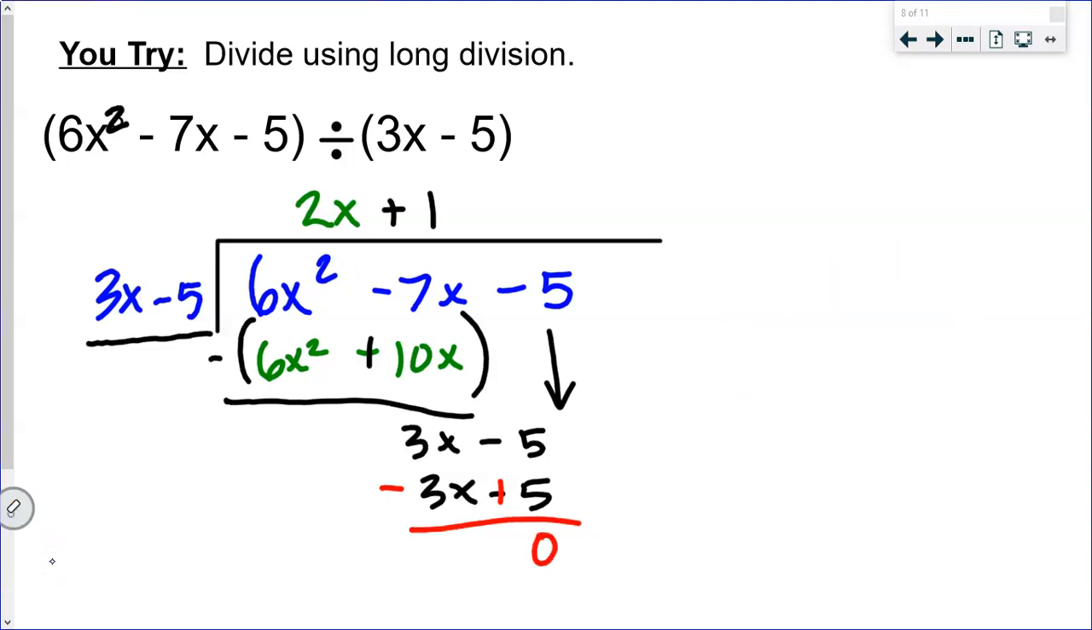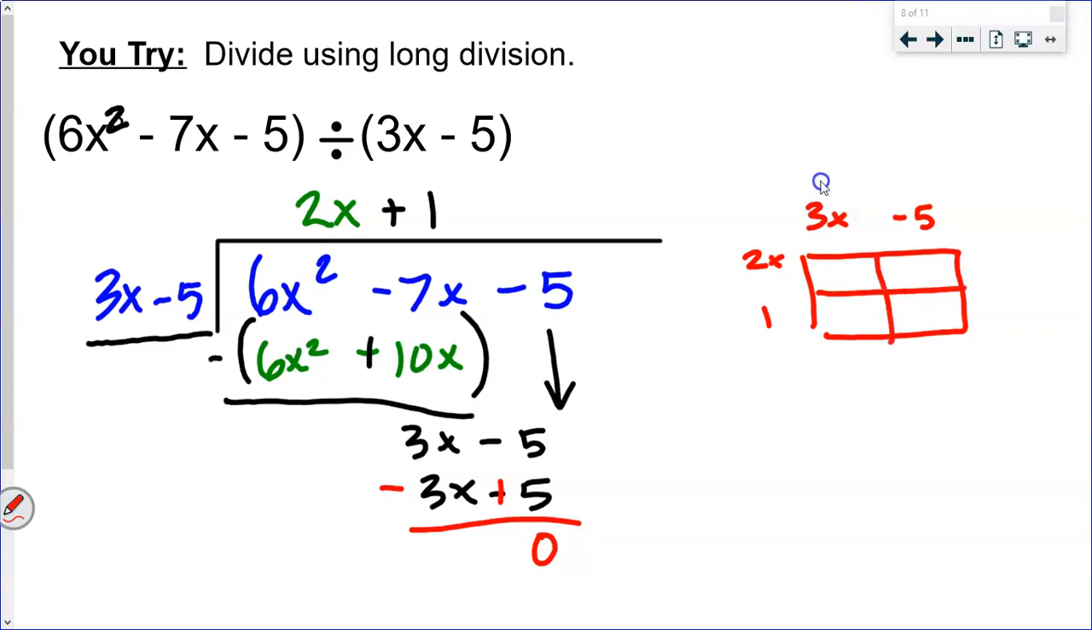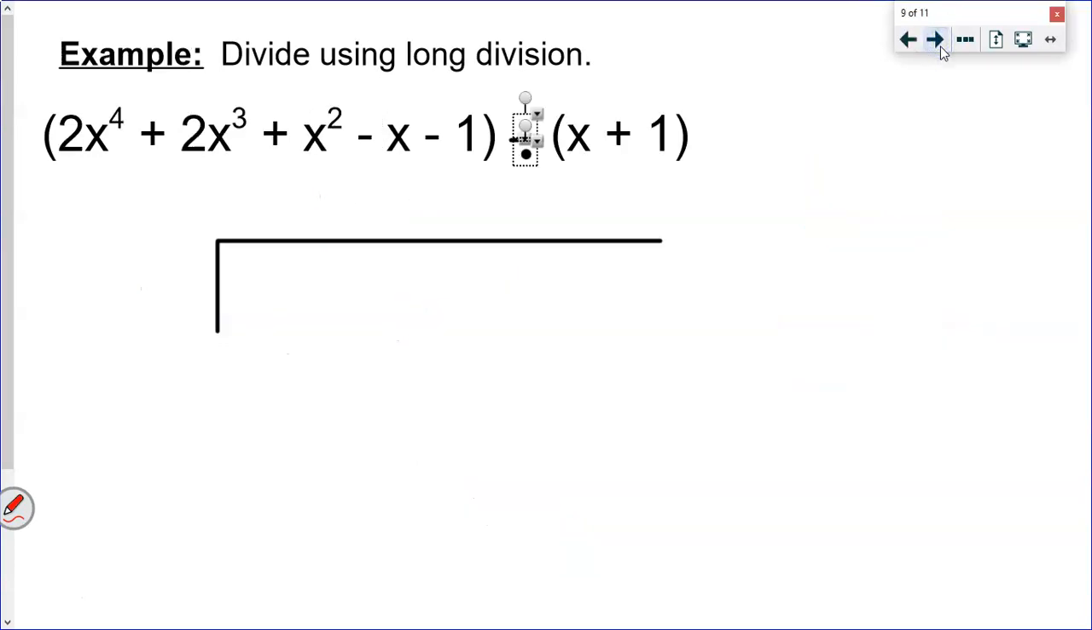So again, if we want to check this, we're going to go 3x and a minus 5 times 2x and a 1, right? So this is 6x squared minus 10x plus 3x and minus 5. So we get 6x squared, negative 10 and 3x, right? So that's going to be negative 7x and minus 5. So yep, checks out, right? Okay. So here's our last example.